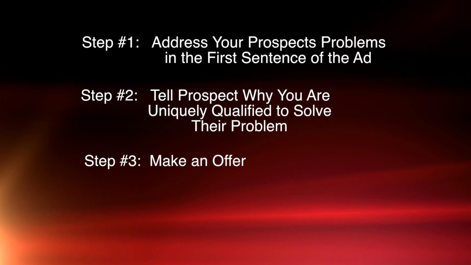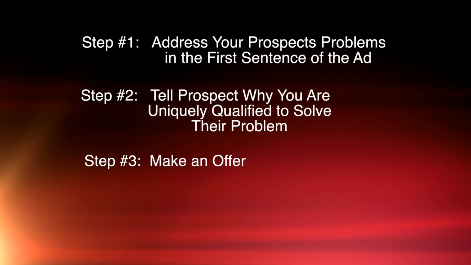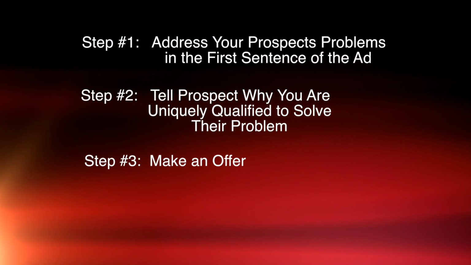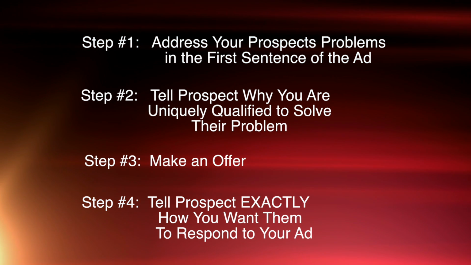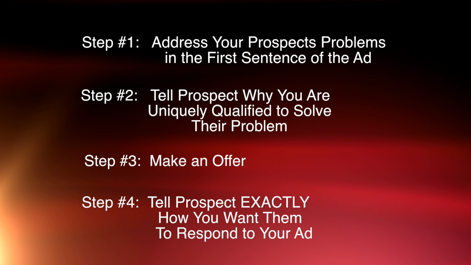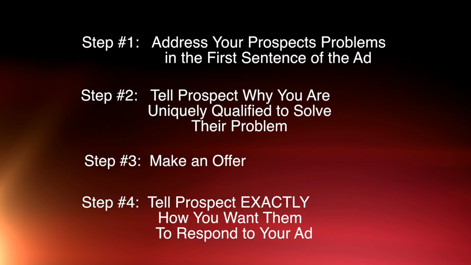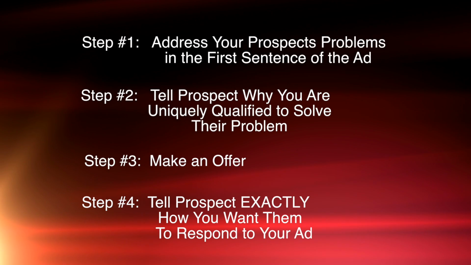Step number 3, make them an offer. Remember, people respond to offers. Make it something that's irresistible if you really want it to work. And finally, step number 4, tell them exactly how you want them to respond. One simple, easy to remember method. Don't give them 4 telephone numbers, a fax number, a web address, and 3 emails. They're not going to remember all that. Just one simple step. And that's it. How to write a killer ad.